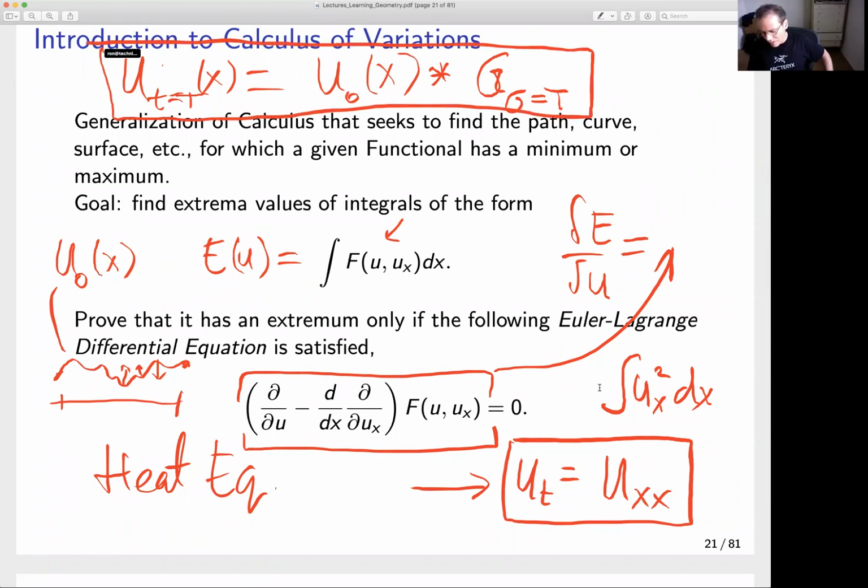So the solution to the heat equation is nothing but, remember what we started from, a convolution with a Gaussian, where sigma squared is equal to T. Sigma squared is equal to T, thank you.